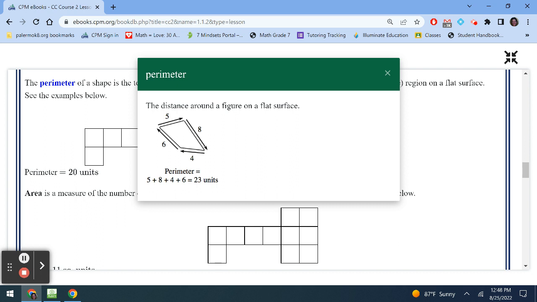It's the distance around a figure on a flat surface. And to find it, you're adding it. It gives you an example of it. So if you're unsure of a word, sometimes they are much more clear when you click on that hyperlink. Sometimes it gets even crazier in there. So it just depends on it, but it's certainly useful to look at.